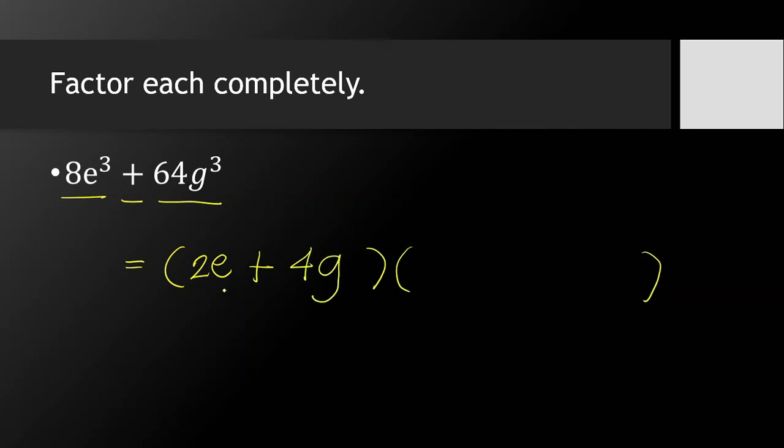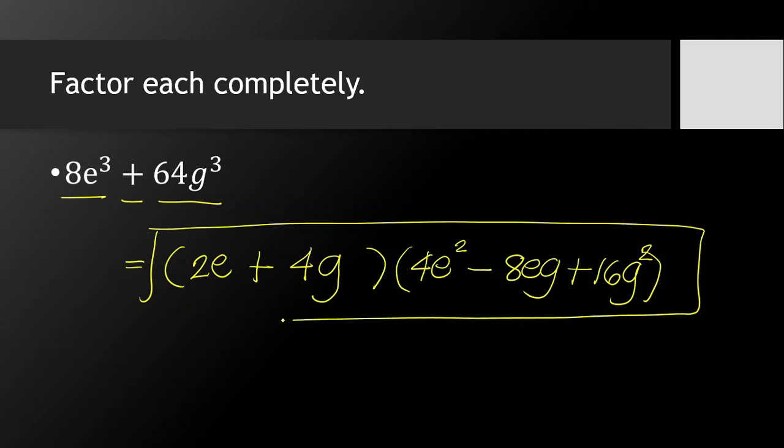Now for the trinomial factor, square the first term, 2e. That's 4e squared. Since this is plus sign, the pattern is minus, plus. Then multiply the first term and the second term of the binomial factor, that is equivalent to 8eg. And then square the last term of the binomial factor, 4g raised to 2, or that is equivalent to 16g squared. So this is now our final factored form for the last example, 8e cubed plus 64g cubed.